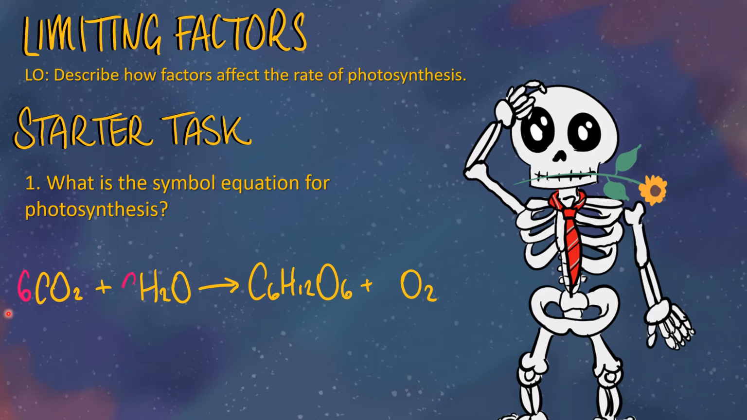And to balance this, we put a 6 in front of everything other than glucose. So remember, it's the devil's equation, 6, 6, 6. A 6 in front of everything apart from glucose, and it is now balanced.